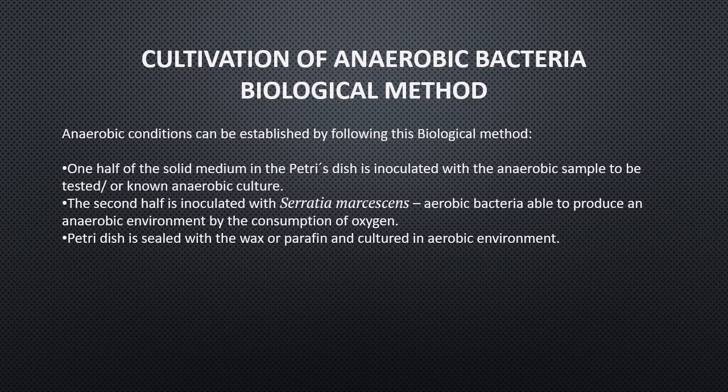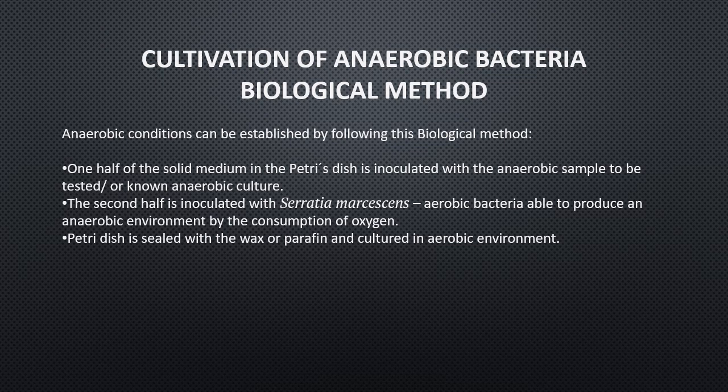And lastly, the biological method. The biological method is simple. Take a media plate and divide it into half. On the first half, you will streak a known aerobic bacteria, for example Serratia marcescens, and on the second half you can inoculate the anaerobic sample that is to be tested, or a known anaerobic culture if you have one. So on one half you have the anaerobic sample, on the other half you have the aerobic sample.